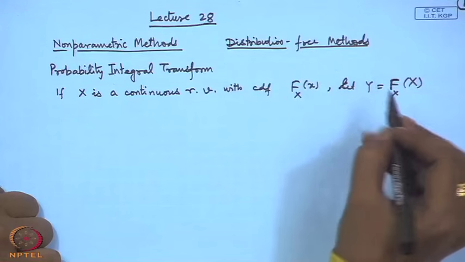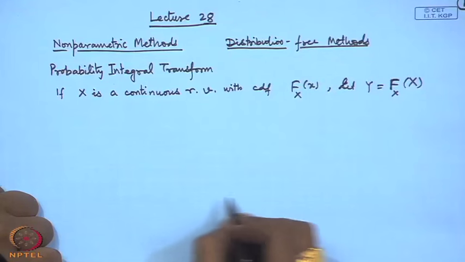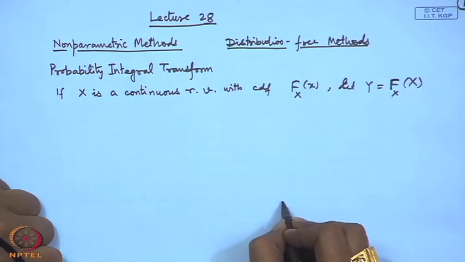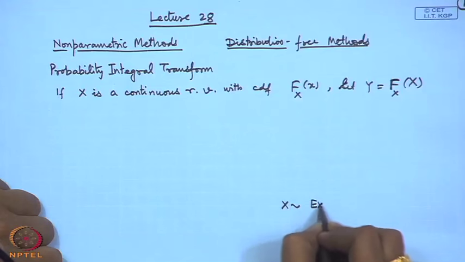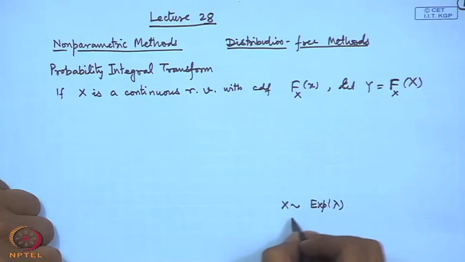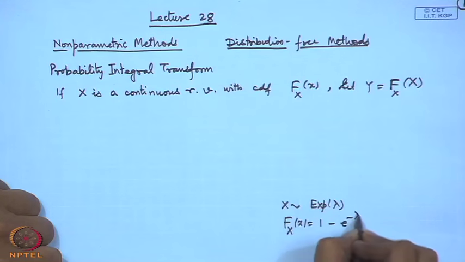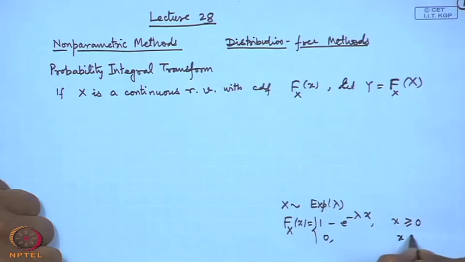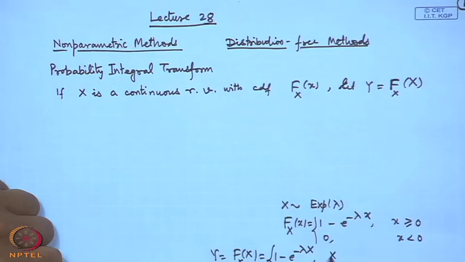Let me take an example. Suppose I am considering X following exponential distribution with parameter lambda. Then what is your capital F_X? That is 1 minus e to the power minus lambda x for x greater than or equal to 0, and it is equal to 0 for x less than 0. In this, if I define Y is equal to F_X of X, then that is equal to 1 minus e to the power minus lambda X for X greater than or equal to 0, which is true of course, because X is a positive random variable. So this will be this function basically.